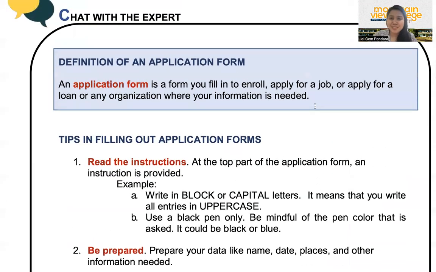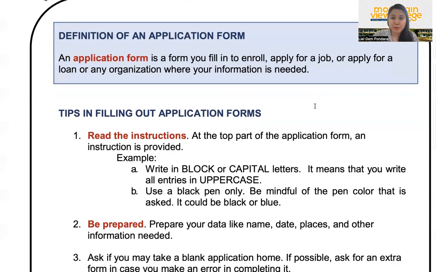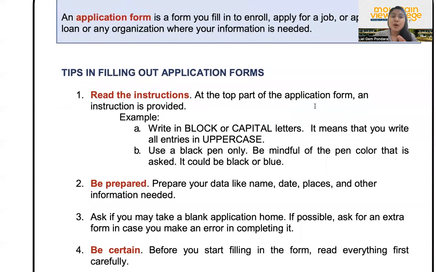Now, what is an application form? An application form is a form you fill out to enroll, apply for a job, or apply for a loan or any organization where your information is needed. Now, here are some tips in filling out application forms. The first one is read the instructions. At the top part of the application form, an instruction is provided. Write in block or capital letters. This means you need to write all entries in uppercase.